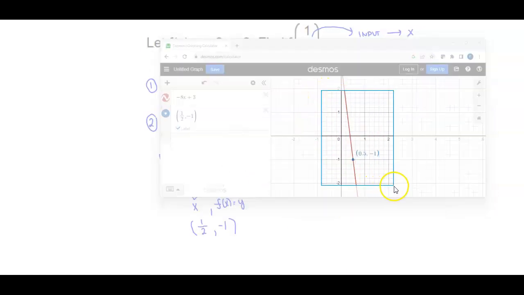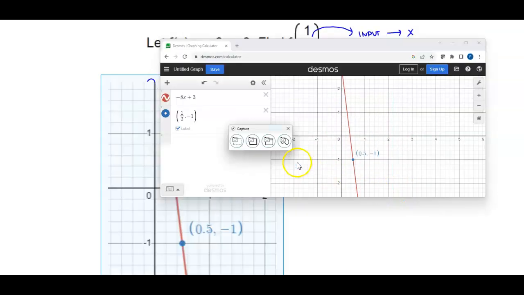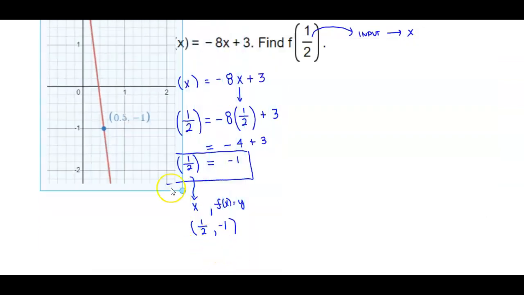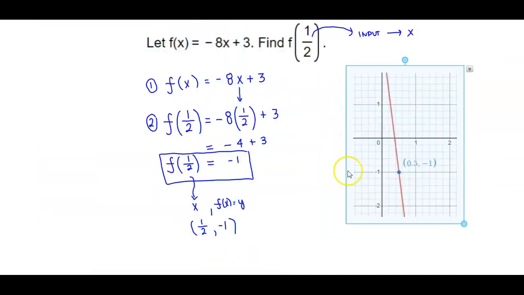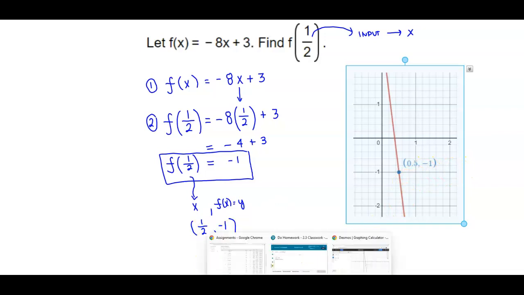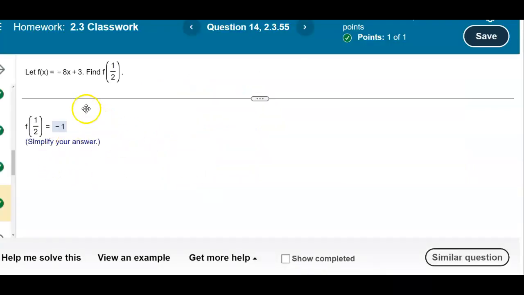So as you can see here, when we're finding the output for the input, it gives us the value that represents on the graph. So here's the graph of this function, and we can see that this point, 0.5, negative 1, is on this graph. And therefore, that represents the solution to the problem.